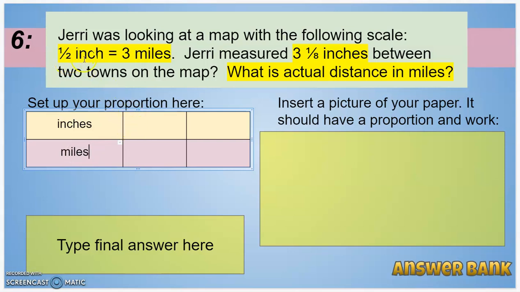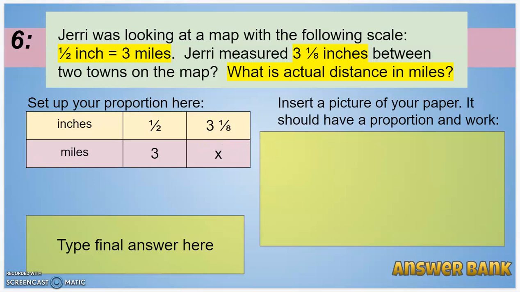And the very first thing I highlighted was your very first ratio. 1/2 an inch goes with 3 miles. Then it says Jerry measured 3 1/8 inches. So that's 3 1/8 inches on a map. See, we don't know the actual distance in miles. That is what the variable is going to represent. So let me put an X there.